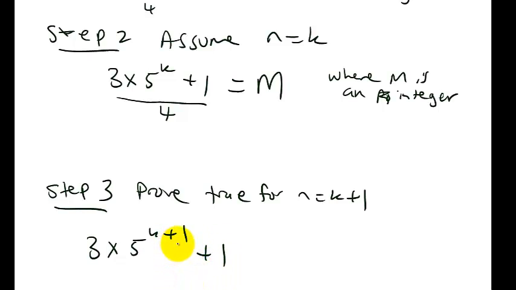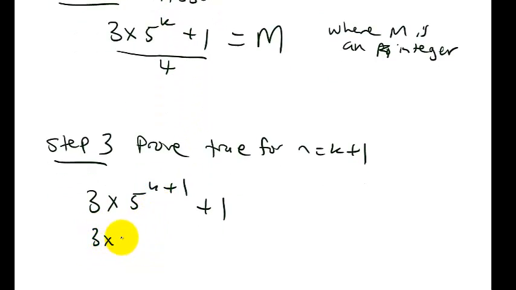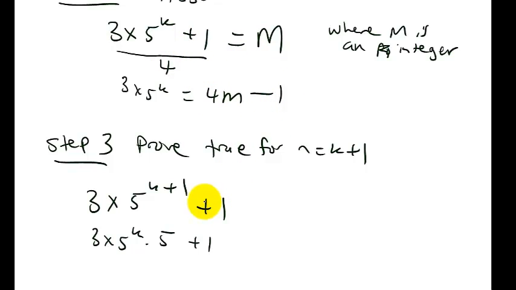Cool? Okay, somehow I need to bring this m back, I need to bring this assumption in. Always, you've got to bring your assumption in. So you need a 5 to the k. This is what you do: 3 times 5 to the power of k, times by 5, plus 1. True or false? True. Now what do I know from here? I know that 3 times 5 to the power of k is equal to 4m when I times by 4 and then take away 1. Try and make 3 times 5 to the power of k the subject. That's what I'm going to sub in.